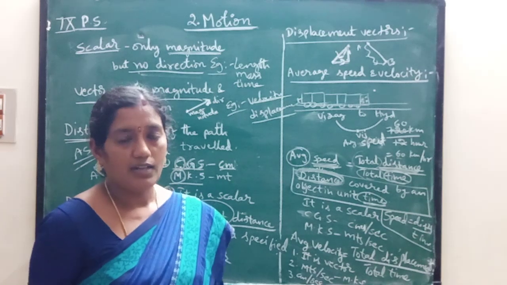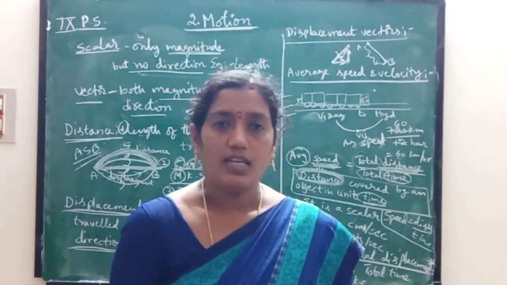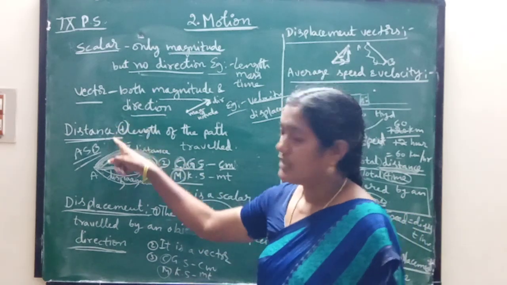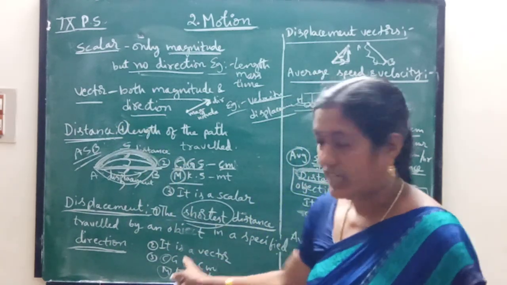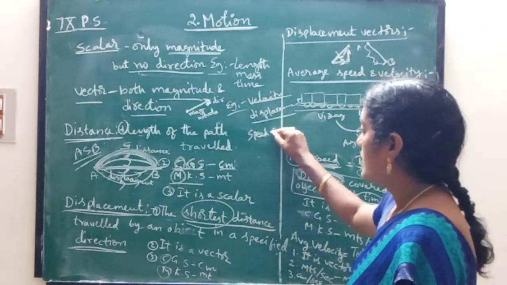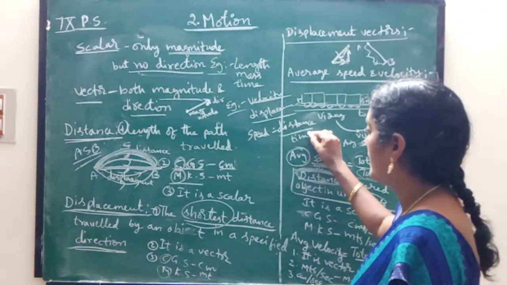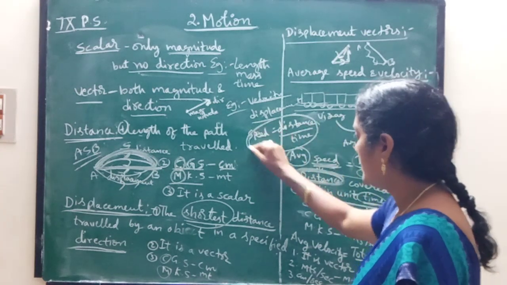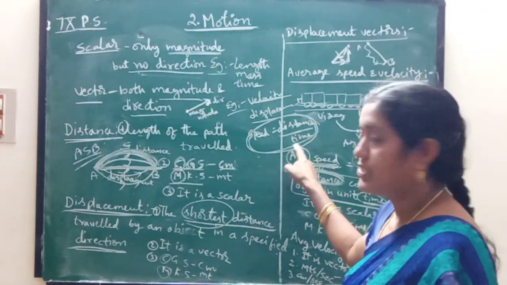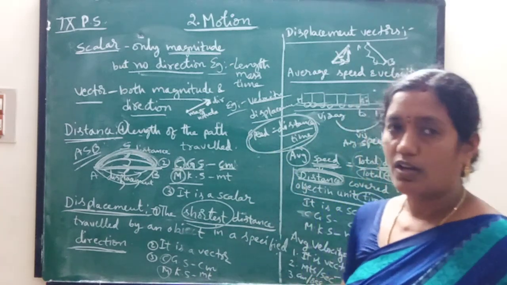So children, for every physical quantity we have to tell whether it is a scalar or vector quantity. A simple thing: distance is scalar and displacement is vector. So how can you say that speed is equal to distance by time? How can you define the speed? It is the distance travelled by an object in unit time. Distance travelled by an object in unit time is known as speed. Now we have to say whether the speed is scalar or vector.